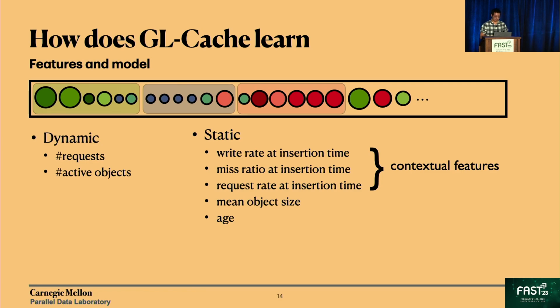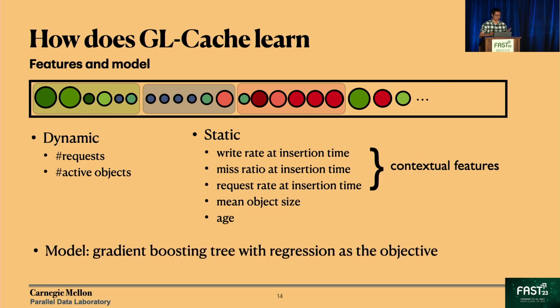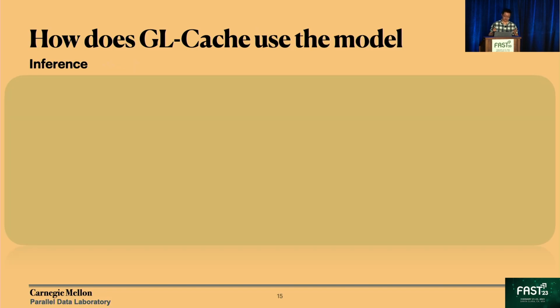We call the first 3 features contextual features, and we think they are important because many cache workload access pattern changes are associated with these variable changes. For example, if a daily backup happens, you may see write rate increase, miss ratio increase, and request rate increase. So that's the features. In terms of model, we use a gradient boosting tree with regression as the objective. Now we have a model.